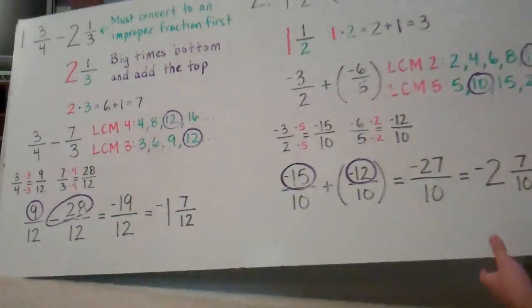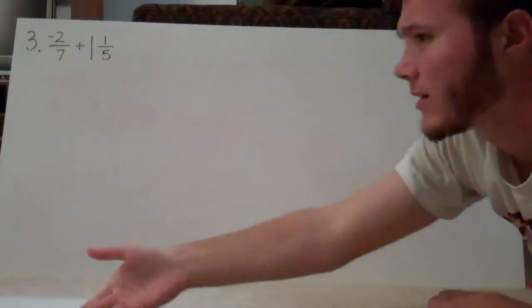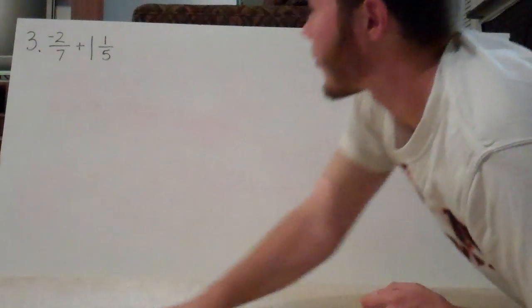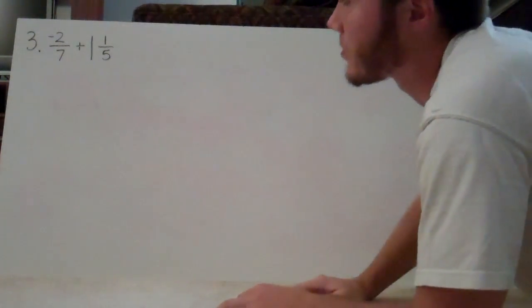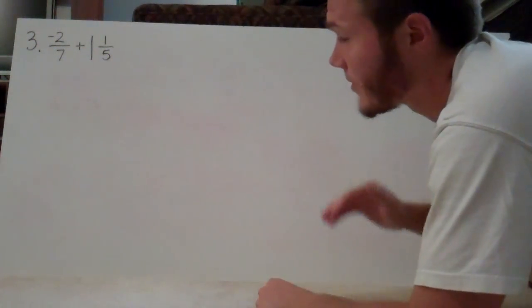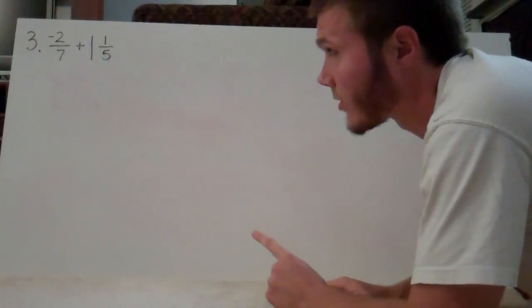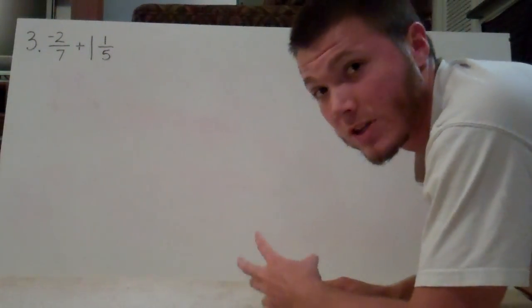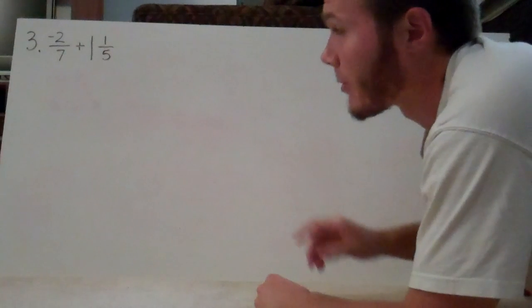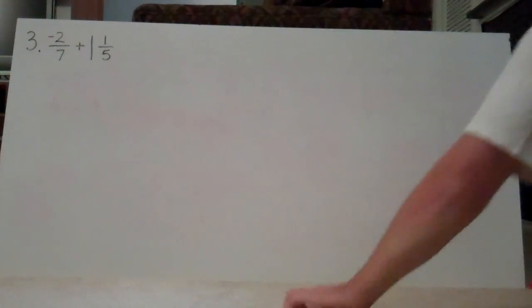And for the last slide, get that out of the way. We got negative 2 sevenths plus 1 1/5. Pause the video. I want to see if you can get this one. Alright? Try, really try, guys, and then I'll be right back to work it out.